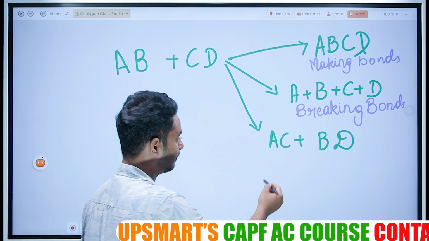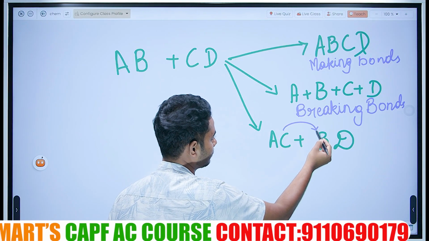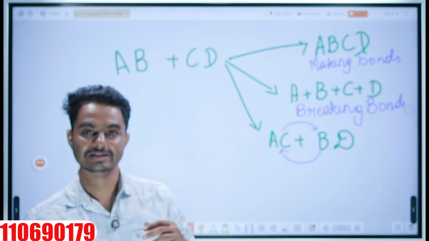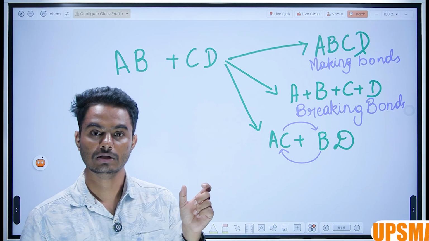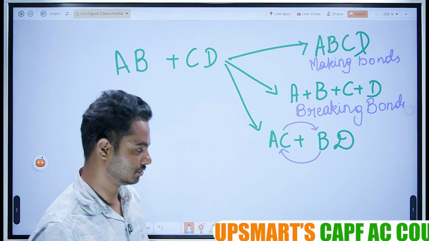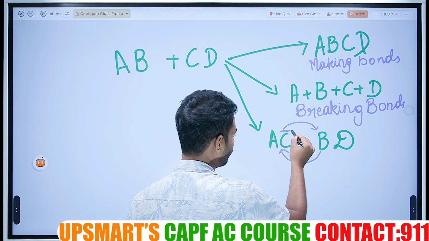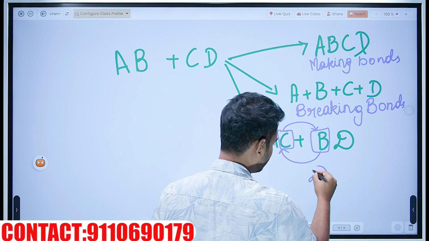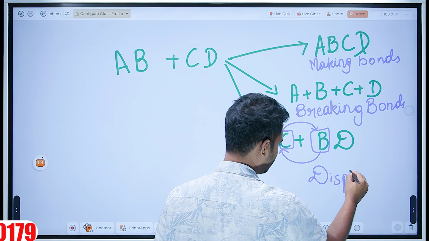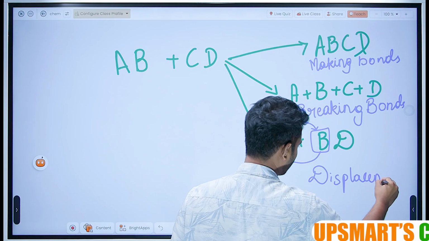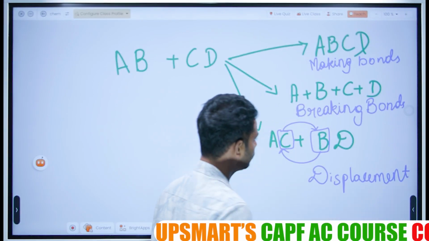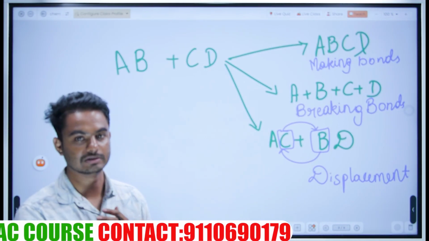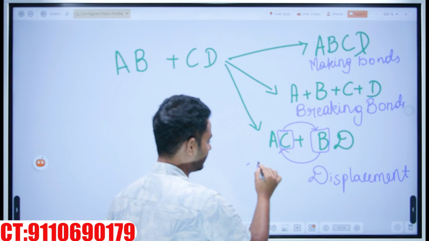What is happening here? B from here is going to here. C from here has come to here. So there is displacement, not in just one compound but in both the compounds. Displacement has occurred in both the compounds. So it is a displacement reaction. Is it only one compound reacting? No, it is two compounds displacing their elements on both sides. So it is called double displacement.